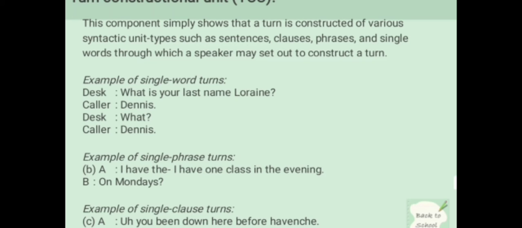For example, single word turns. What is your last name, Lorraine? Dennis. What? Dennis. Examples of single phrase turns. I have one class in the evening. On Mondays. Examples of single clause turns. You been down here before, Heavens? Yeah. Where the sidewalk is?